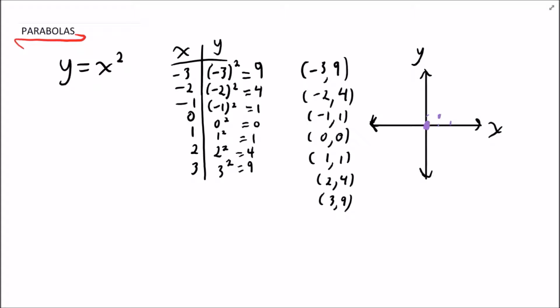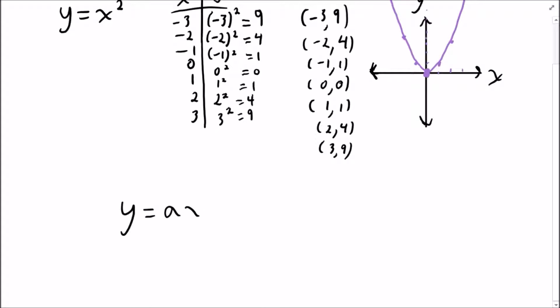Then I'll put on 1, 1, 2, 4, and 3, 9. I'll kind of approximate where I think 9 is about. And then we'll do the negative coordinates. So on the other side, we'll have negative 1, 1, so to the left 1 and up 1, negative 2, 4, and negative 3, 9. And then we'll draw the parabola on, connecting up those points. So it would look something like that.